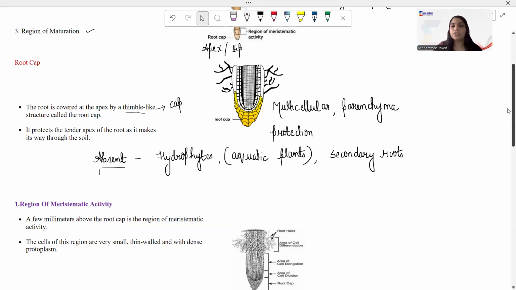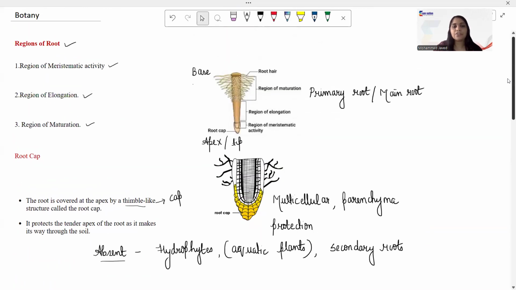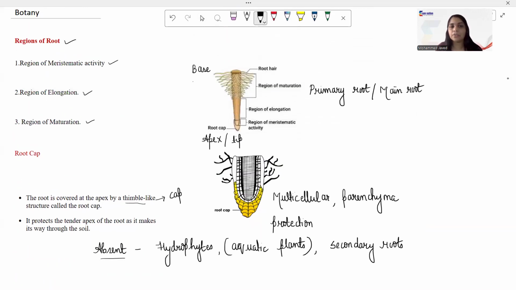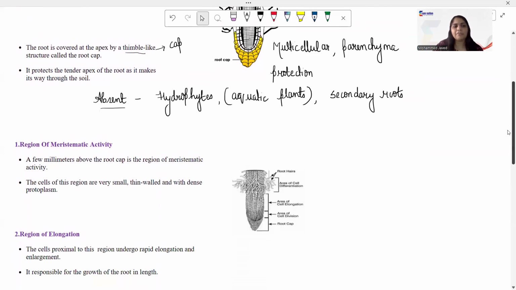Great. Moving on to the regions of the root. The first region of the root that we see here, just above the root cap, is region of meristematic activity. So, a few millimeters above the root cap, we have the region called as region of meristematic activity. As the name itself suggests, here rapid divisions are taking place. One cell becomes 2, 2 becomes 4, 4 becomes 8, and so on. So, cell divisions are taking place rapidly, and hence there is an increase in the number of cells.